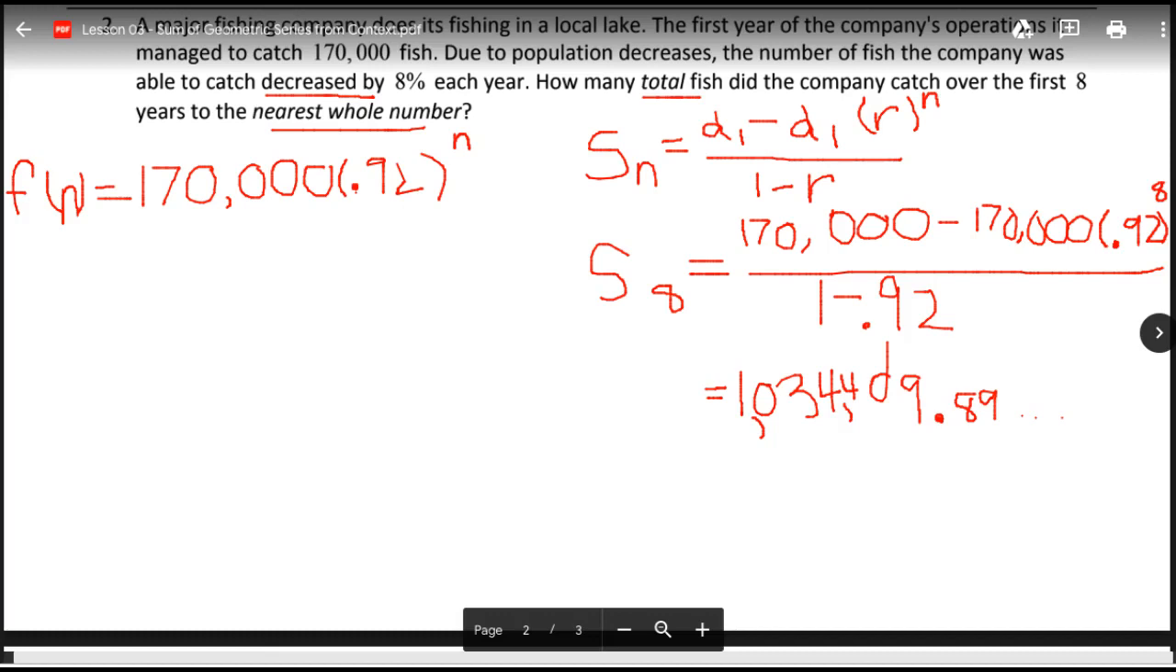Now, you want to keep in mind, we need to round to the nearest whole number, and they want to know how many total fish. I wouldn't round up because we're not going to count a piece of a fish as a fish they caught. They can't really sell part of a fish. So I would actually keep this with the 9 on the end. So I'm going to say something that's approximately, and again, we're just approximating, 1,034,409.